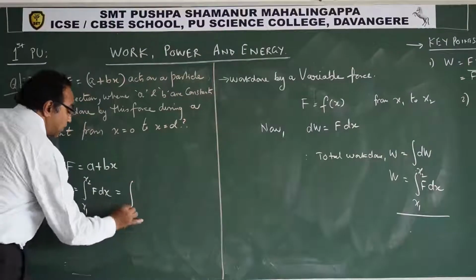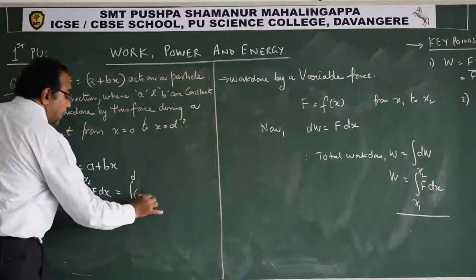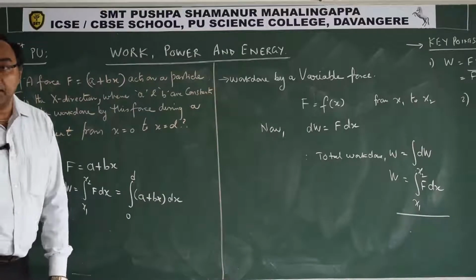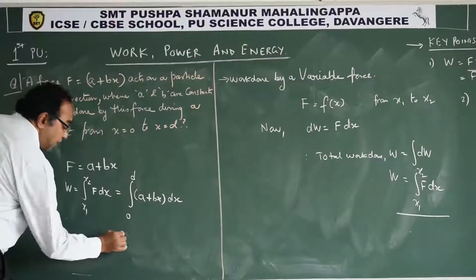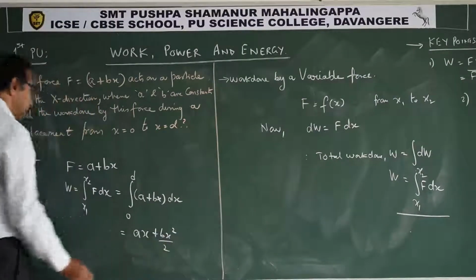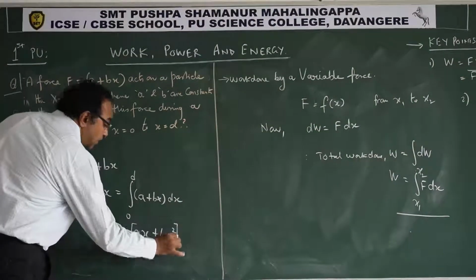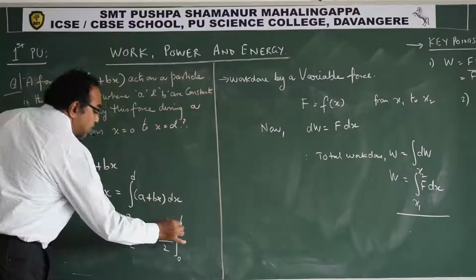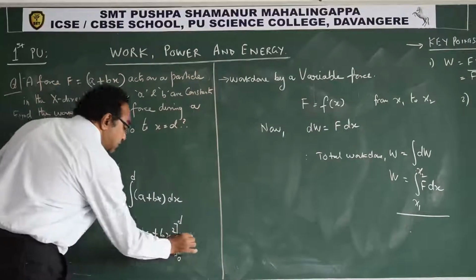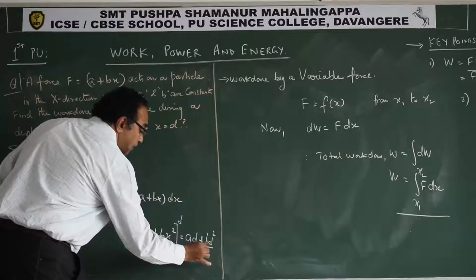So substitute the values now. From x1 it is given 0 to d, and here we get a plus bx dx. Now what is to be done? We have to integrate this. If you integrate, what will you get? Ax plus bx square by 2. This is what we get. Now the limits. The limits are from 0 to d. That's all. So if you put in the limits, you will get this as AD plus BD square by 2.